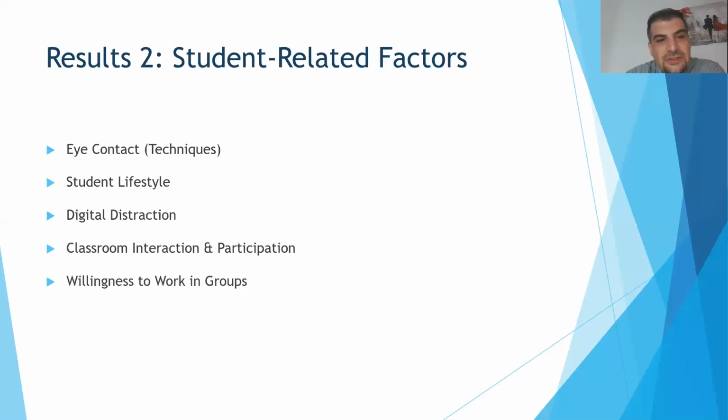The third factor was digital distraction. My assumption was that students would be distracted by their technological devices, most importantly the mobile phone. However, I found that no student had a mobile phone in the class. However, they have other digital devices like a laptop or a tablet, and these kinds of devices might create a distraction sometimes. And also the teacher mentioned that they have to keep an eye on what students are doing on the digital devices in the class. The fourth factor is classroom interaction and participation.